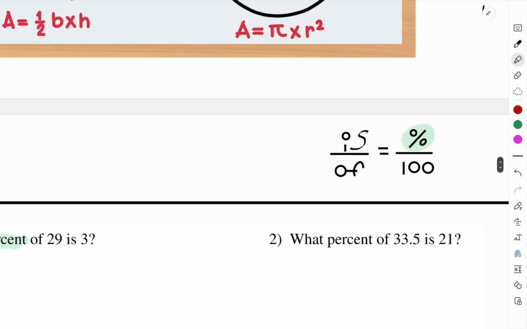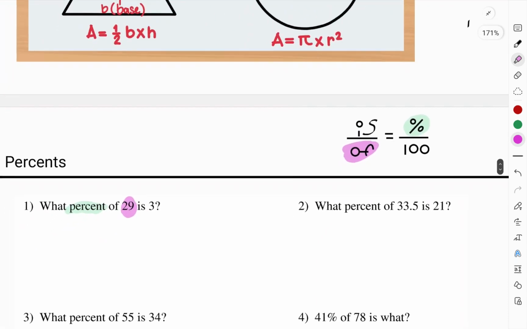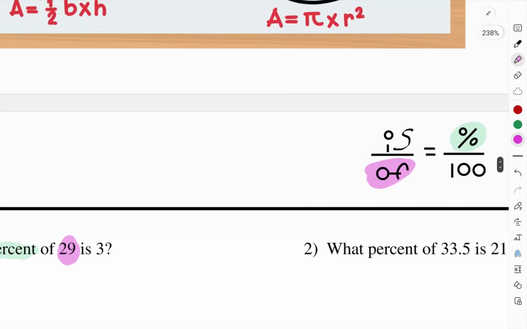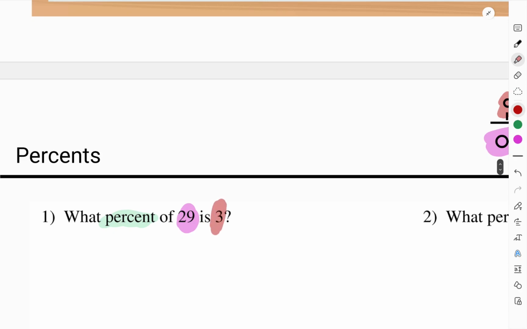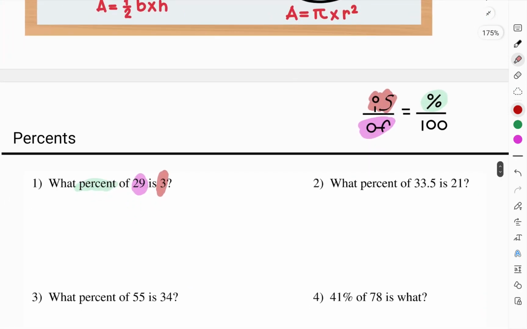Now, if I read it closely, you're going to notice the "of" is going to be my 29 because they're asking what percent of 29 is 3. So 3 is going to be my "is" in this problem. So I'm going to highlight a different color. All right, that's where I'm going to be putting my stuff together. So for this one, it's going to be 3 on the top over "of," which is 29, equals. Now, we don't know what the percent is, so I'm just going to put X for it. And on the bottom, I'm going to put 100.